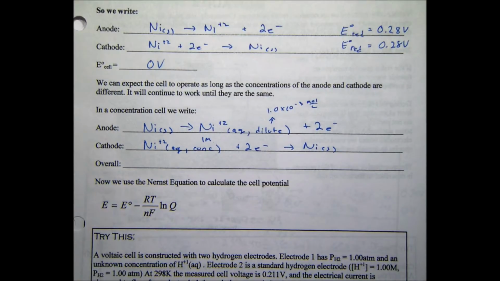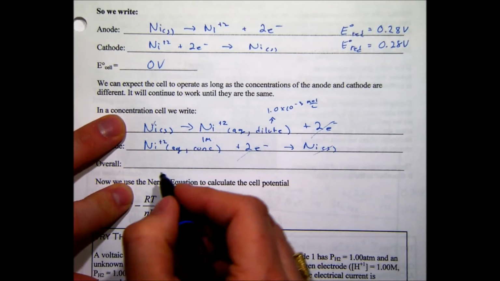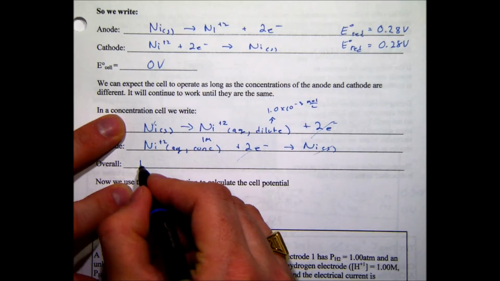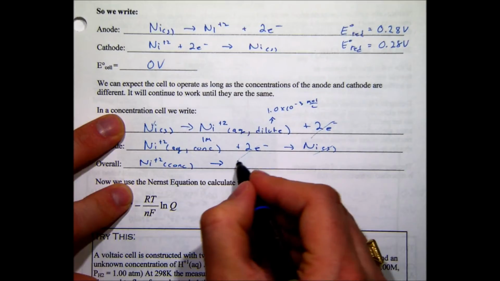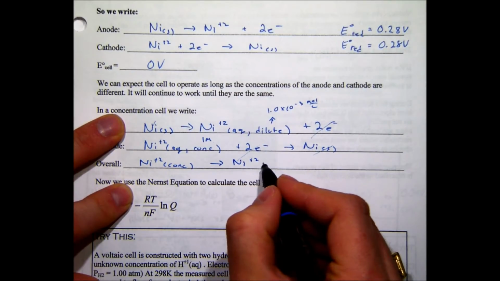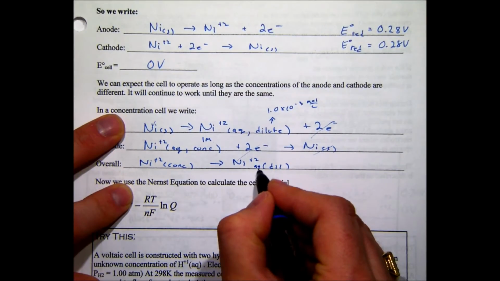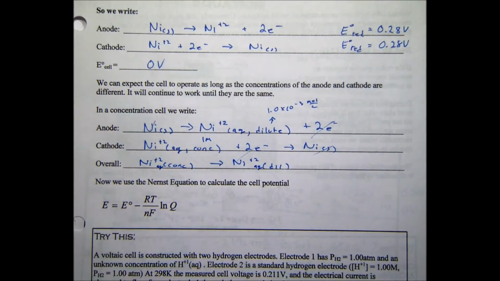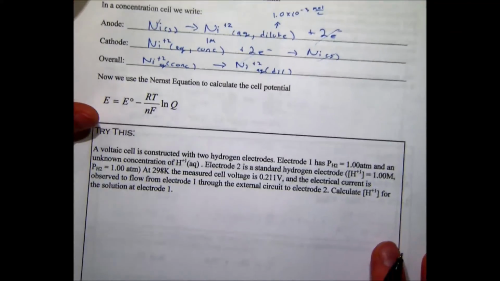So overall, when we add these reactions together, the solids are going to cancel, the electrons will cancel, and we end up with an expression that says nickel plus 2 of the concentrated going to nickel plus 2 of the dilute. And those are both aqueous. So it's a very strange electrochemical reaction, but because the concentrations are different, we are going to write it out like this. So we're going to use the Nernst equation to try and help us solve this problem.